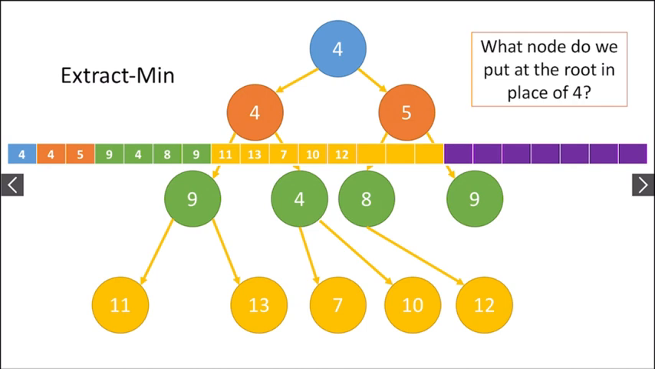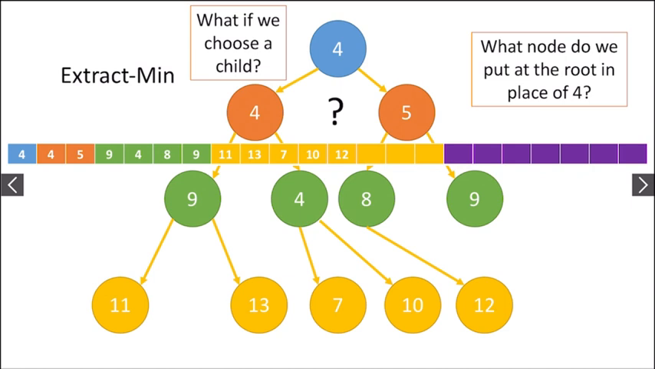Well, to extract it, we need to replace the node 4 with something. So I'll put a pause in the video here, and I just want you to think about what are our most likely options for replacing the 4. Well, one common suggestion is to replace it with the smaller of its 2 children. So what if we do choose a child? Okay, well that would be the 4. So we would pick the 4.